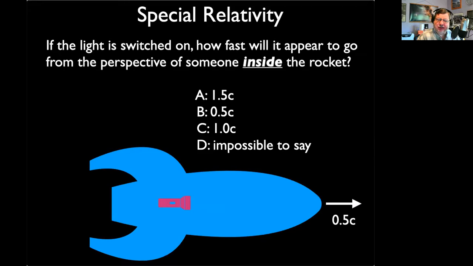So let's go to the next poll. And there's actually two polls back to back here. Poll number one is how fast will the light appear to go from someone inside the rocket if I'm moving at half the speed of light. So if I'm moving half the speed of light and I'm shining a light beam that's pointed in the direction of motion, how fast would the light appear to move if I'm inside the spaceship, and how fast would the light appear to move if I'm outside the spaceship? And remember, classical relativity is that the velocities add. So here are the two questions.